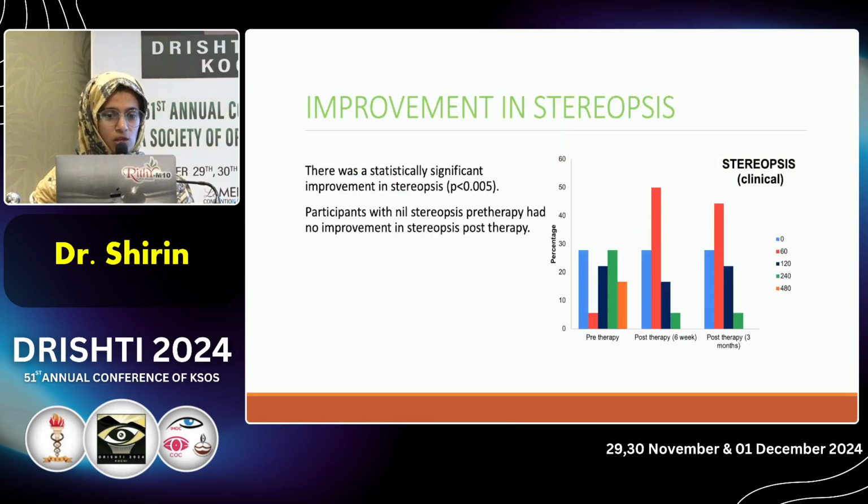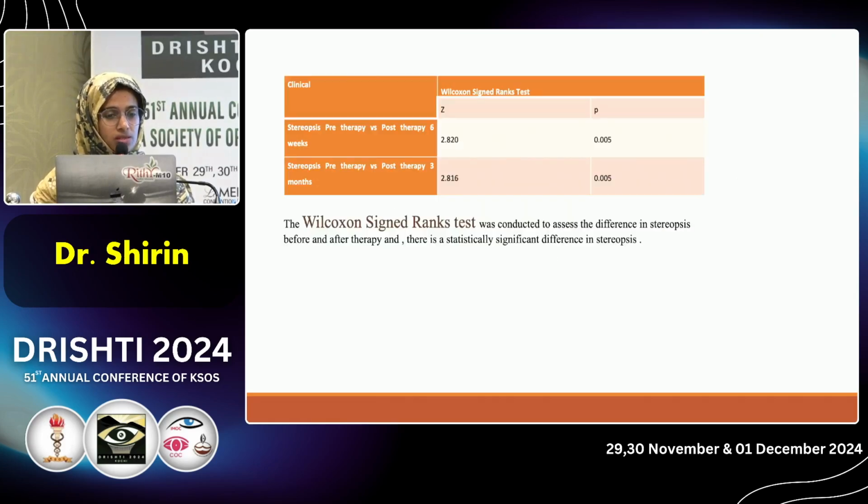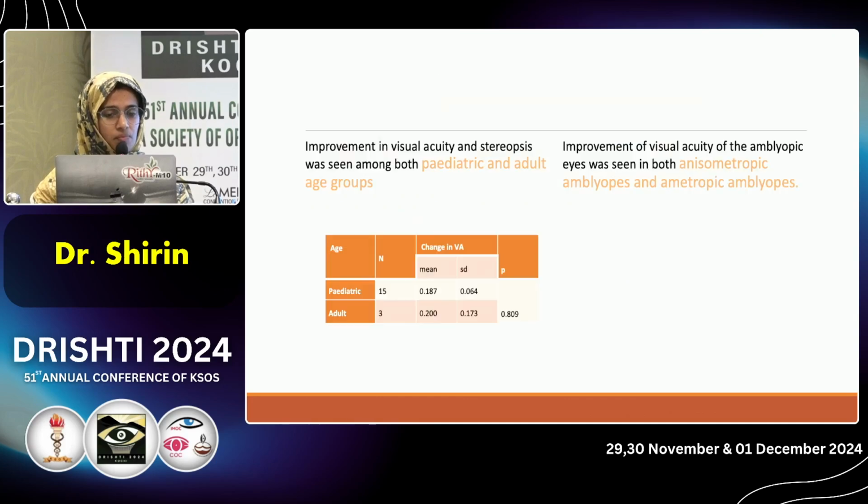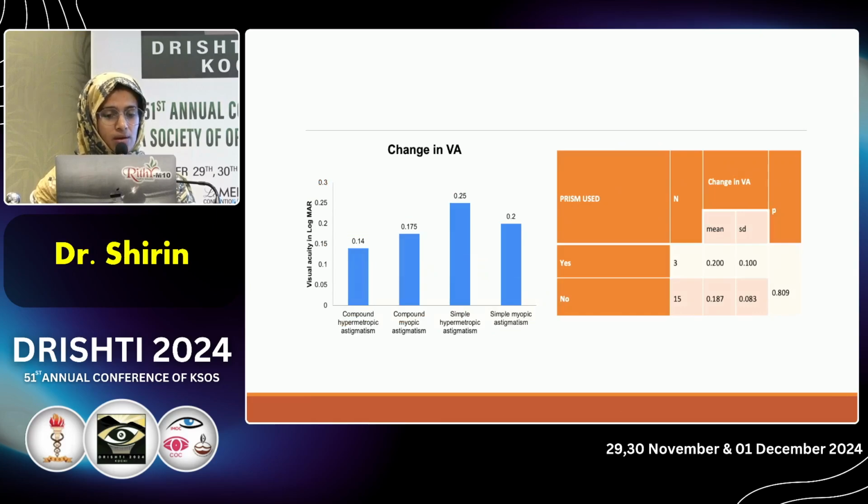There was also a statistically significant improvement in stereopsis, but in our study those participants who had nil stereopsis pre-therapy had no improvement in stereopsis post-therapy. It was assessed with the Wilcoxon signed-rank test. Improvement in visual acuity was seen among the pediatric and adult age groups, and also among anisometropic and emmetropic amblyopes. Improvement was seen among all types of refractive errors we included, and in those in whom we used prism and those in whom we did not use prism.